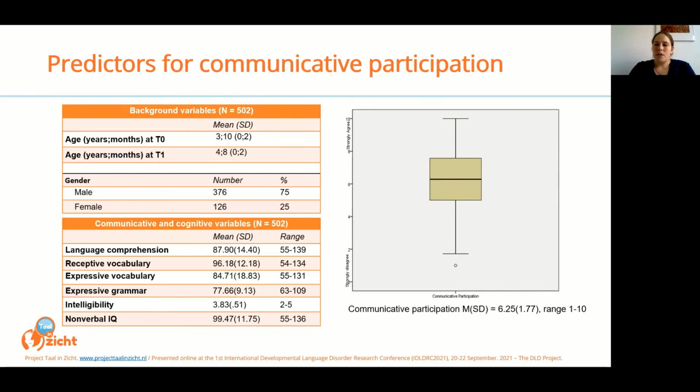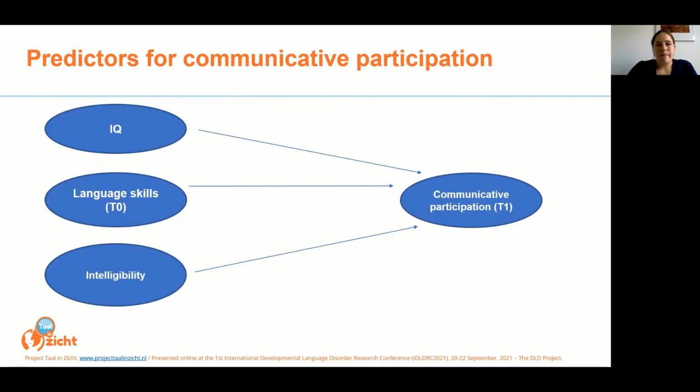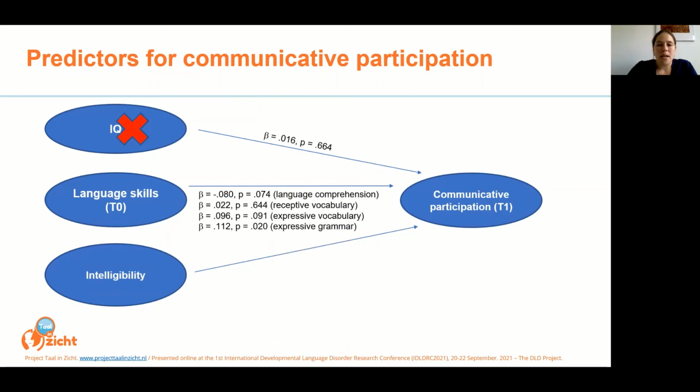Now let's see what actually predicts the scores on communicative participation here, and which of these predictors are significant. As you can see, IQ does not predict communicative participation. With regard to language skills, we looked at receptive and expressive vocabulary, expressive grammar, and language comprehension. And what we see here is that 3 out of 4 measures are not significant, but expressive grammar is. And lastly, intelligibility, let's look at that.